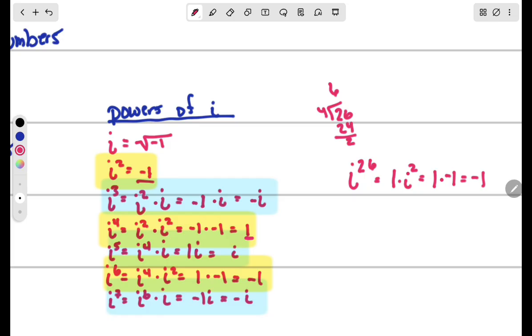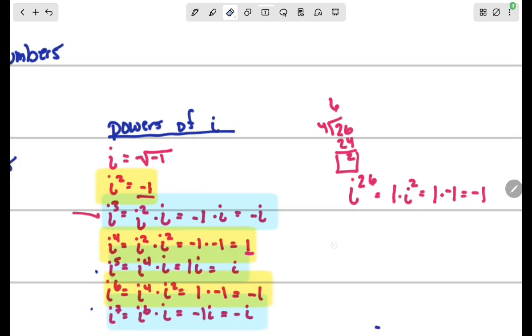What I did was look at the fact that if 4 can go into a number, it'll be 1. That would be 1 times 1 times 1 times 1, 6 times. But I got an i squared left over. All right, let's do it again.